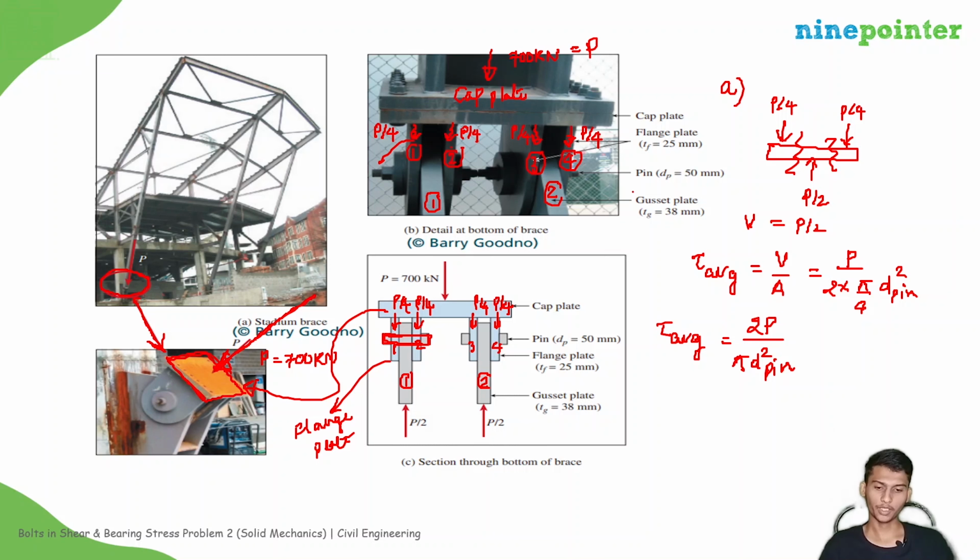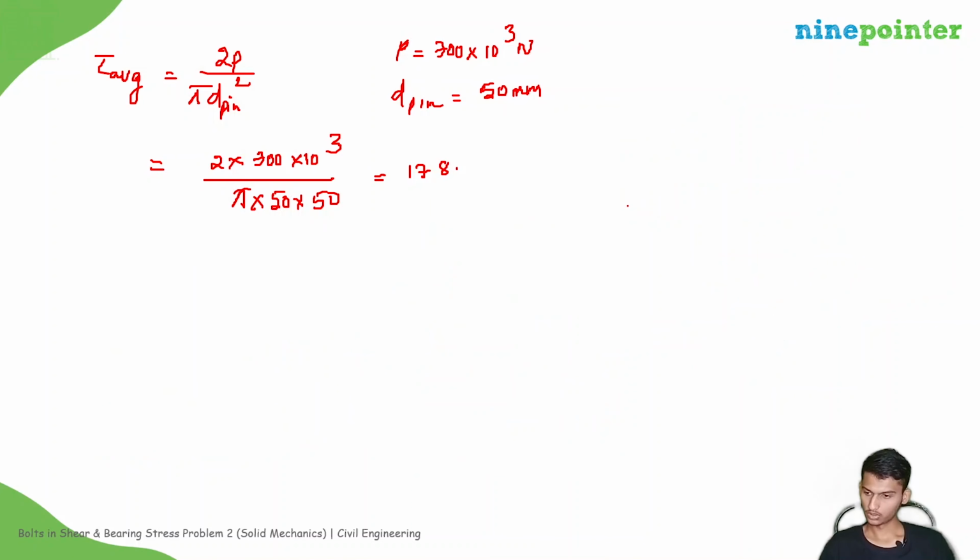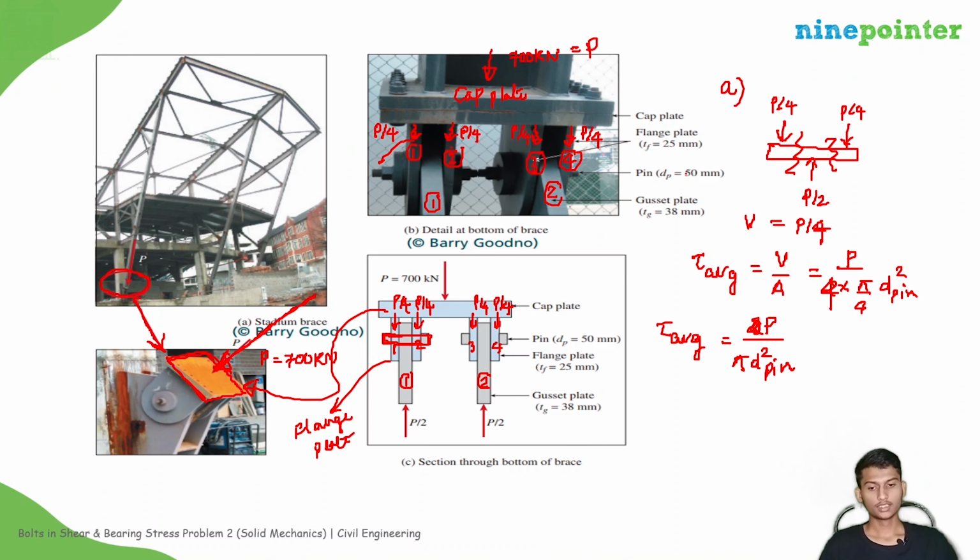Sorry, it is not P by 2 actually, it is P by 4, right? To consider any cross section, it is P by 4. So this 2 will get cancelled. So this 2 will be over here. So 2535 divided by 2 will be 89.12 megapascals. Okay.